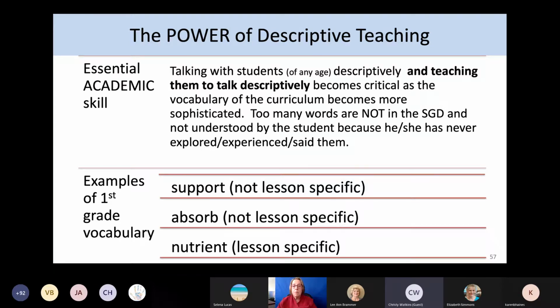Neither is the word absorb. Although plants will absorb light from the sun, we're going to run lotion on our hands and wait for it to absorb into our skin. And you are absorbing ideas that I'm sharing with you. Again, not lesson specific. Nutrient is probably a little bit more lesson specific because plants take in the nutrients, but you can make an argument clearly that even the word nutrient is not lesson specific.